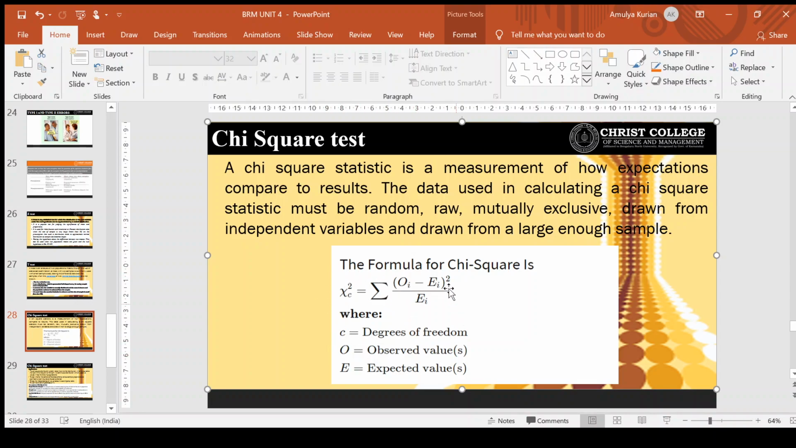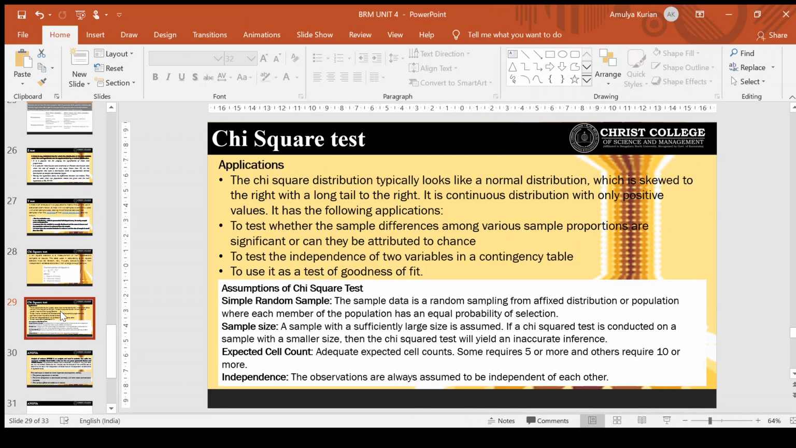The formula of chi-square is, this is how chi-square is written. Chi-square is equal to sum of (Oi minus Ei) square by Ei. What is O? It is observed values, E is expected value, and C is the degree of freedom. Okay, so what are the assumptions of chi-square? Let's see. What are the assumptions of chi-square and what are the applications?